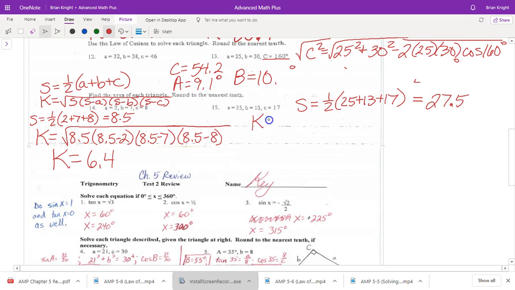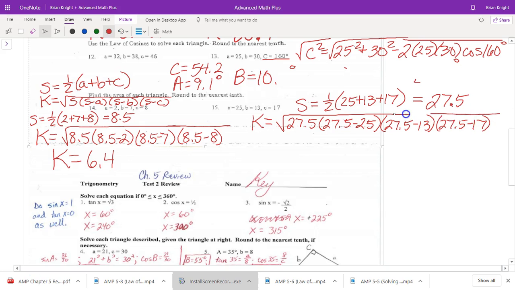So area will be the square root of 27.5 times 27.5 minus 25 times 27.5 minus 13 times 27.5 minus 17. If you put all that in your calculator, you get 102.3 for your area.